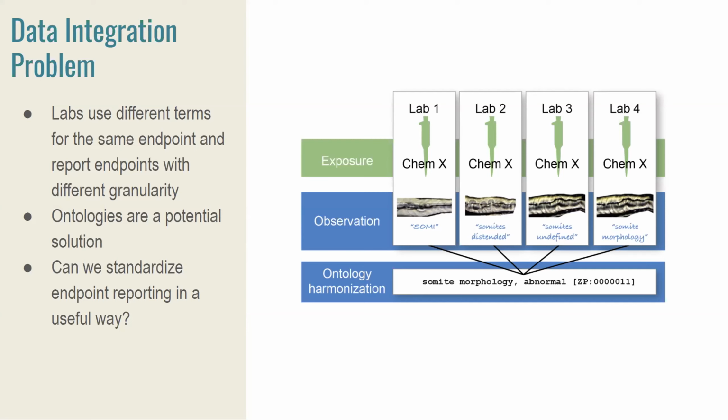Now, ontologies are a potential solution for this because, as I pointed out before, the different levels of granularity of a phenotype are all logically linked to each other within the structure of the ontology. And so the more granular terms are related to the more general terms. So that's a way that we can handle that problem. And at its very basic level, ontologies can be used as a controlled vocabulary of sorts. So can we standardize endpoint reporting in a useful way with ontologies?